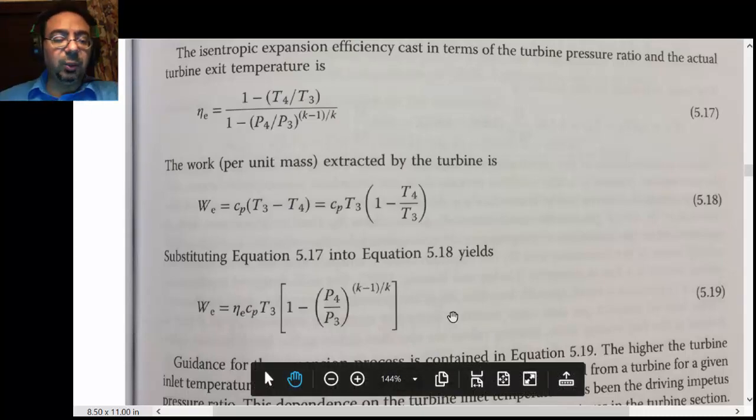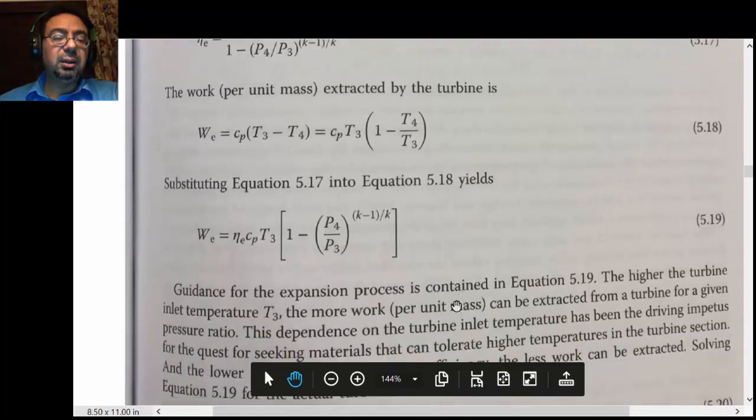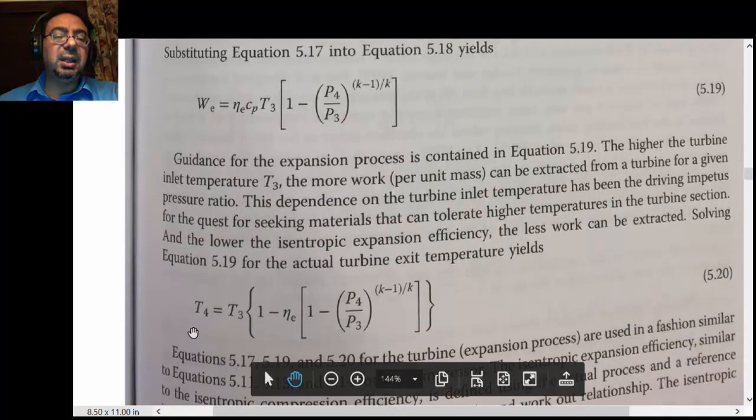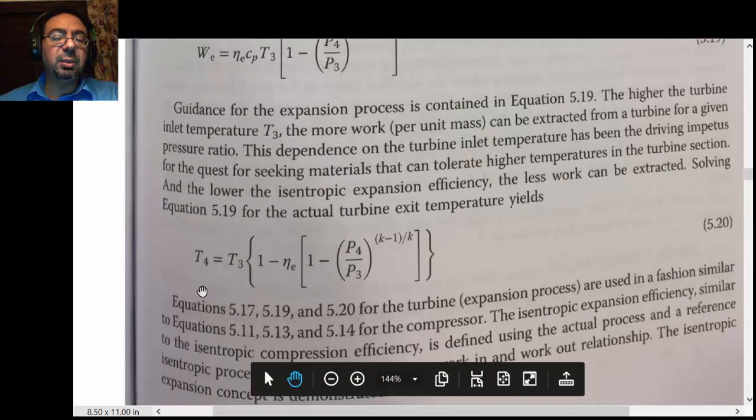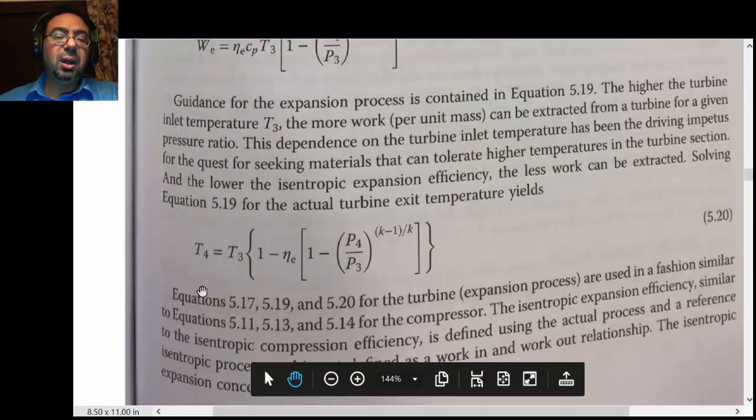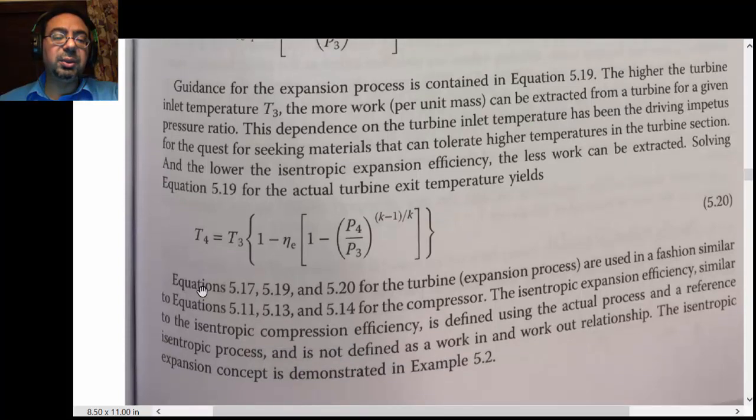But if he asks, and we will see an example, what's the actual work, and he gives you the inlet temperature to the turbine, T3, and the pressure ratio, you can just go ahead and use that expression directly, right? And here is, in case you wanted T4, the exit temperature that is going to go outside the turbine.